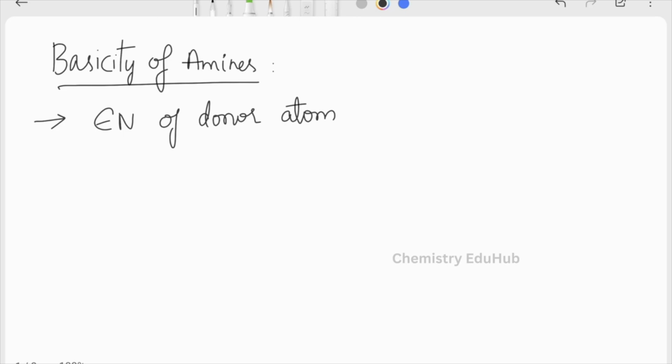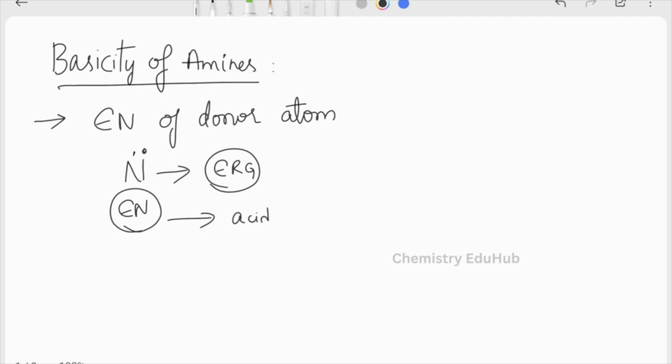Generally in amines, the donor atom is the nitrogen because it has one lone pair of electrons on it. Now, this is the donor atom, or electron releasing atom we can say. If the electronegativity of this atom increases, that leads to more acidic behavior. So the electronegativity of the donor atom should decrease. Let us see a few examples.